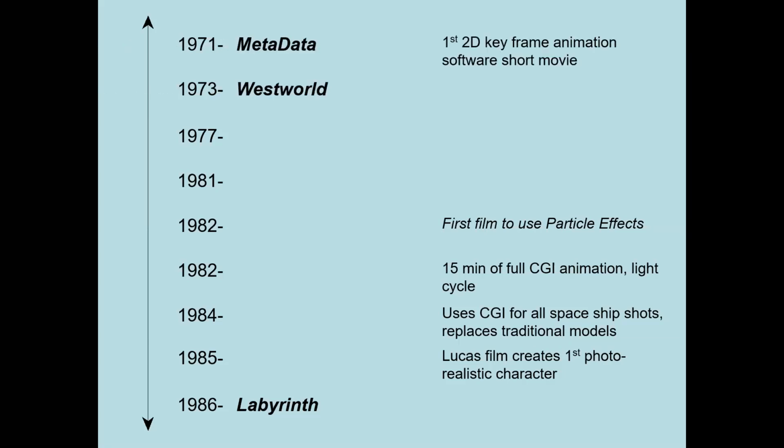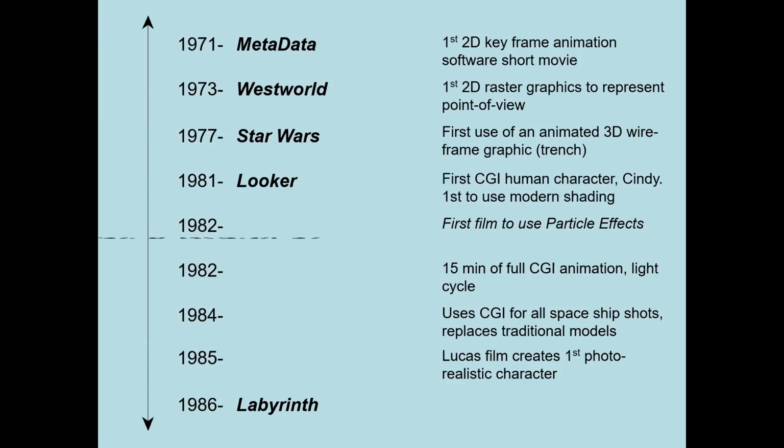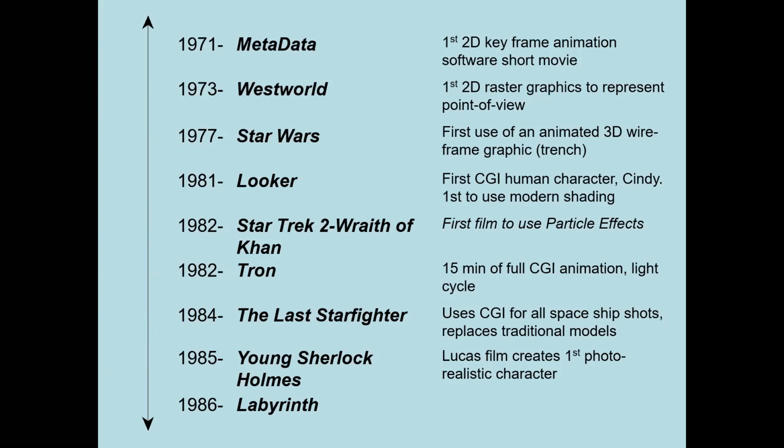And to give you the summary of the evolutions of the cartoons or the animations. Ito yun, 1971. Metadata, the first 2D keyframe animation, the software short movie. In 1973, the Westworld, the first 2D raster graphics to represent point of view. 1977, the Star Wars, the first use of an animated 3D wireframe graphics. 1981, Looker, the first CGI human character. Cindy, first to use the modern shading.